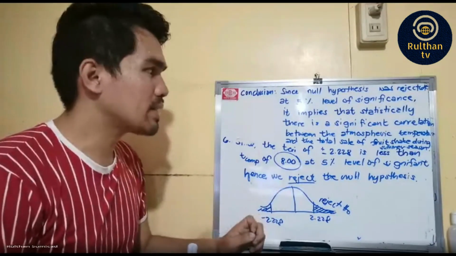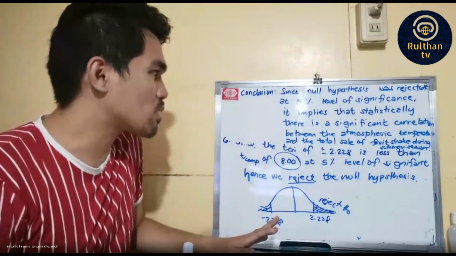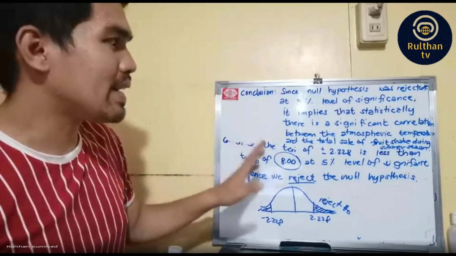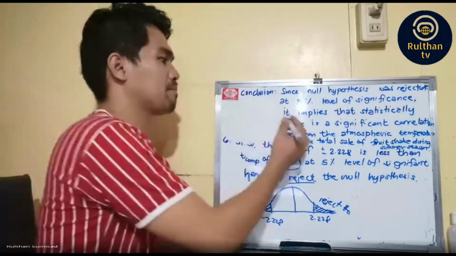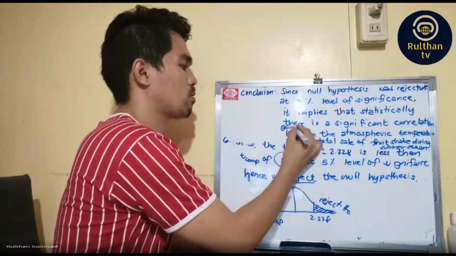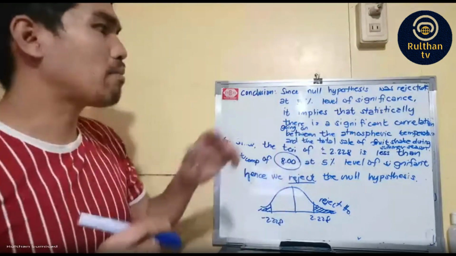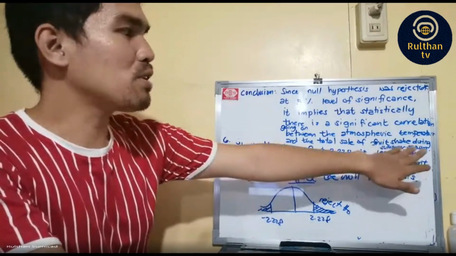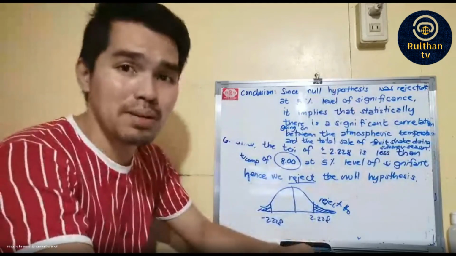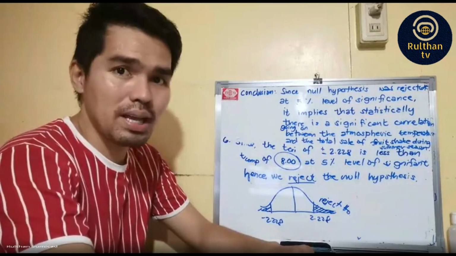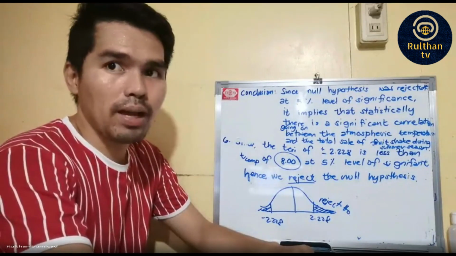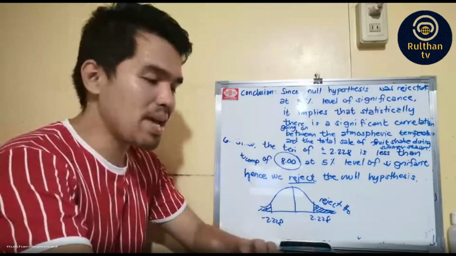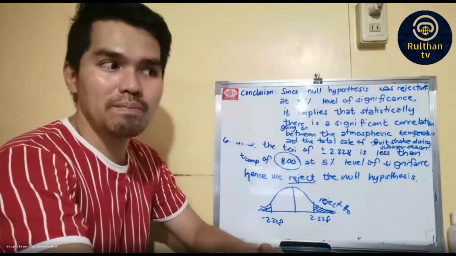correlation going on. Let me just add here to make the sentence more meaningful: there is a significant correlation going on between the atmospheric temperature and the total sale of fruit shake during summer season. I would like to mention the fruit shake during summer season because the data gathered was during summer season. It is not guaranteed that we will end up having the same result on another season. That's why I intentionally mention that this result was based on the summer season of data gathering.